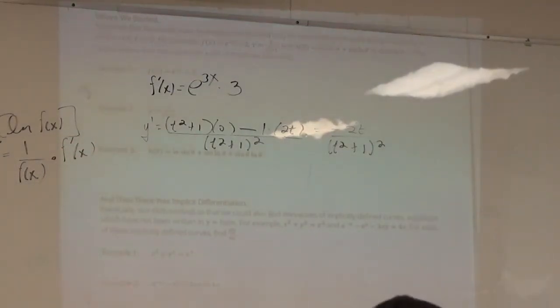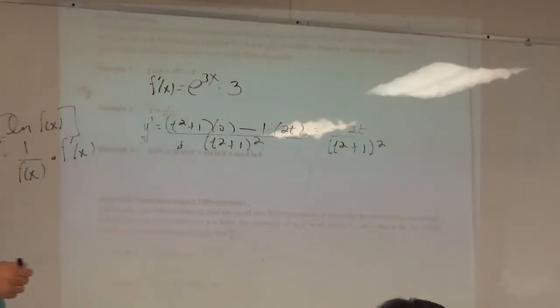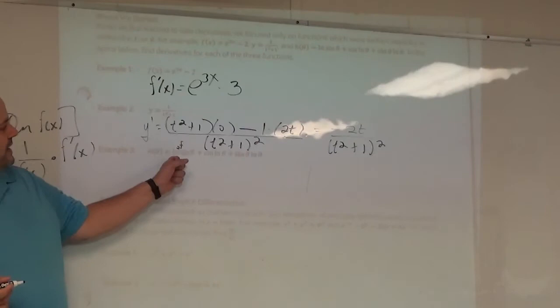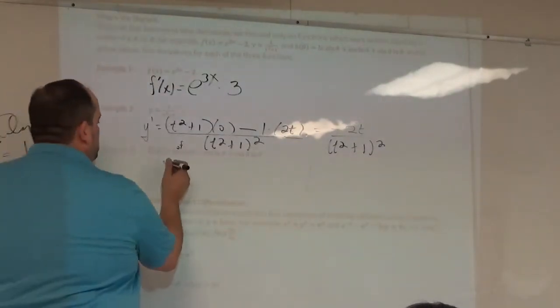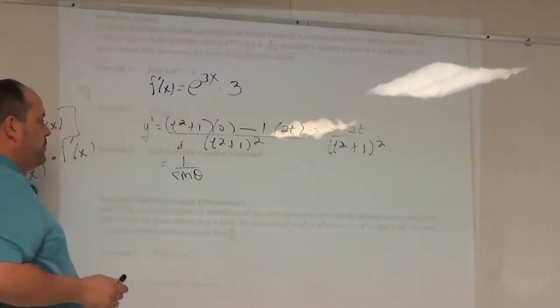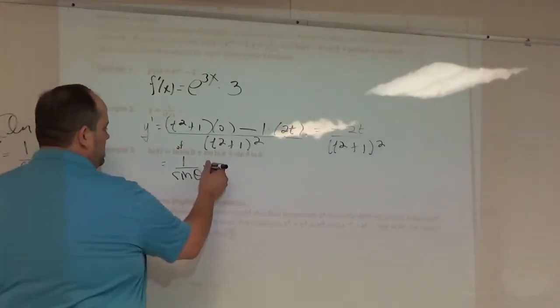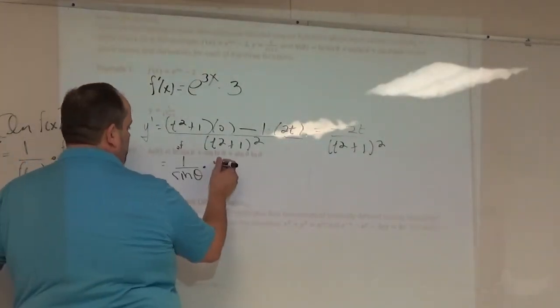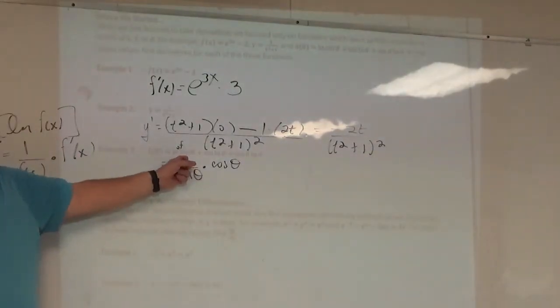So derivative of natural log of sine theta, you guys are all going to tell me is 1 over the stuff. Not 1 over x, but 1 over sine theta, times the derivative of sine, which is cosine. Like it, love it, that's the first term.